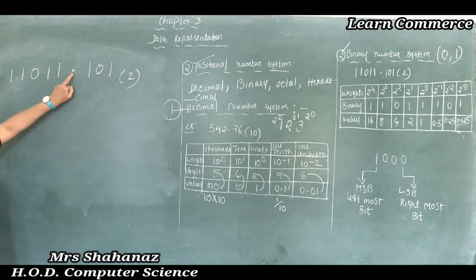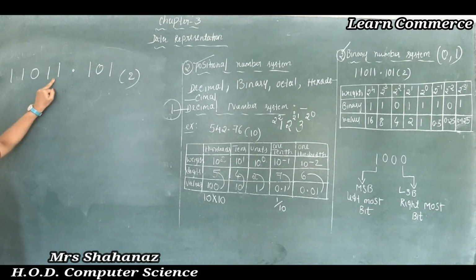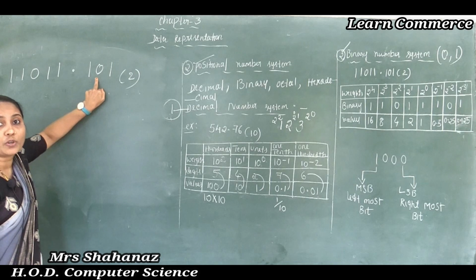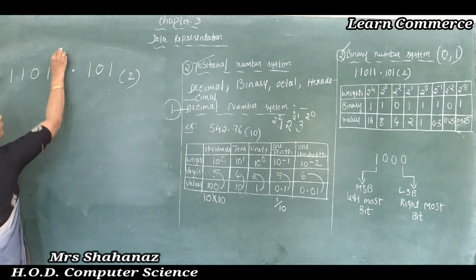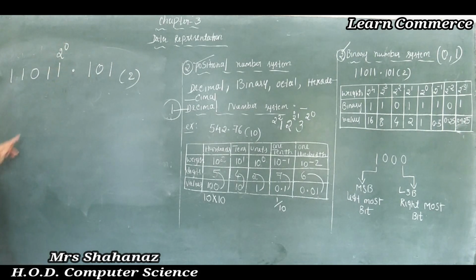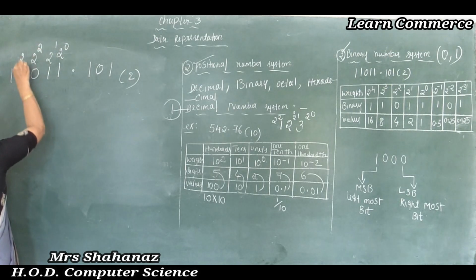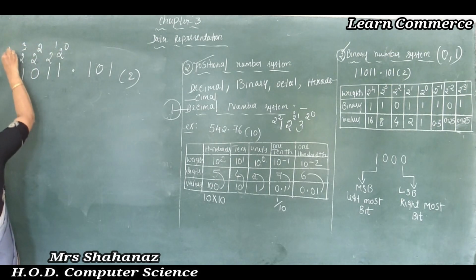As we know, before the fractional point we give the positive position values, and after the fractional point we give the negative position values here. So first of all, as we know the binary number system base value is 2, so 2 to the power of 0, 2 to the power of 1, 2 to the power of 2, 2 to the power of 3 and 2 to the power of 4.